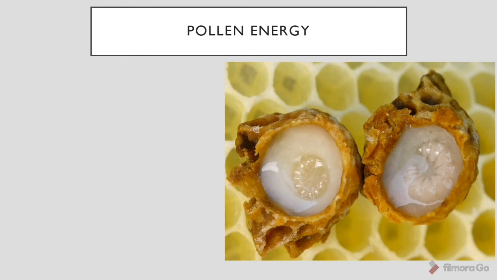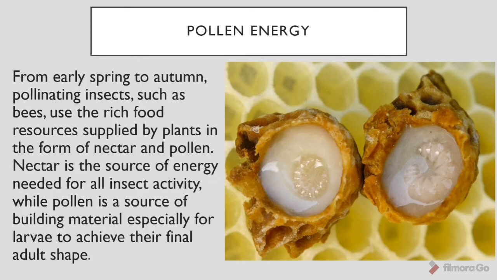Last but not the least, pollen energy. From early spring to autumn, pollinating insects such as bees use the rich food resources supplied by plants in the form of nectar and pollen. Nectar is the source of energy needed for all insects' activity, while pollen is a source of building material, especially for larvae to achieve their final adult shape.